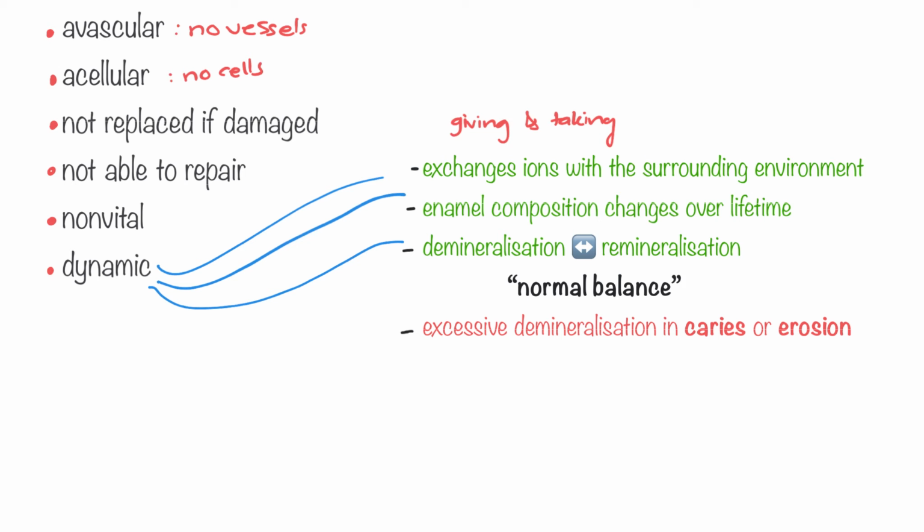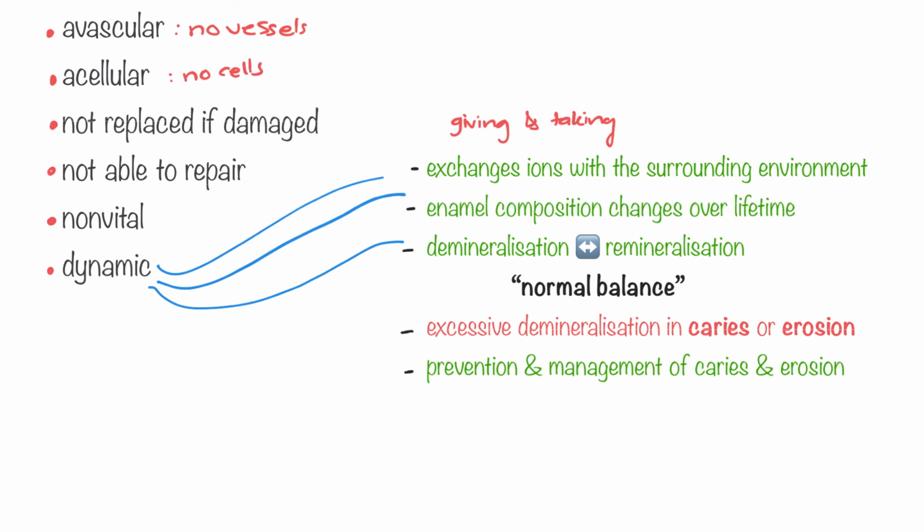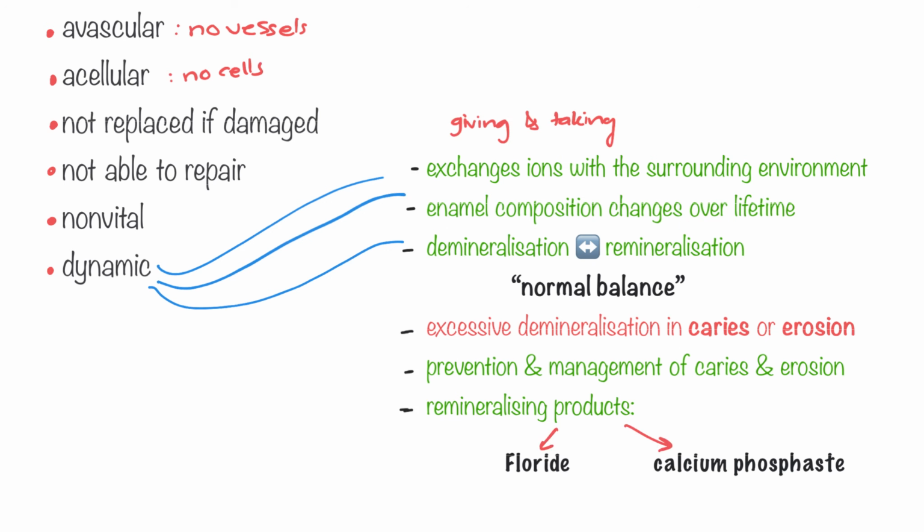Now, by trying to restore and always keep the normal balance, we can prevent and manage caries and erosion. And of course, there are some products that can help us prevent and manage caries and erosion by promoting remineralization. So these are known as remineralizing products. Some of the most famous are fluoride and calcium phosphate. Alright, so remember, fluoride and calcium phosphate help us remineralize the enamel and restore that normal balance.